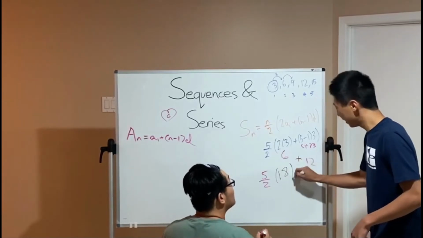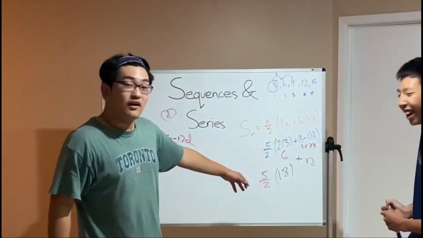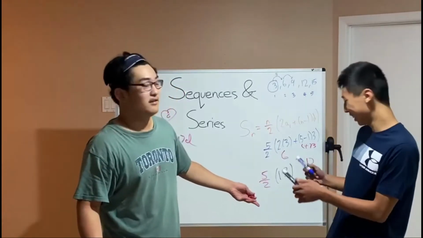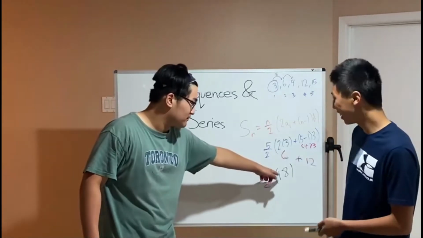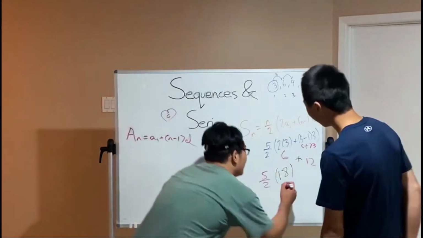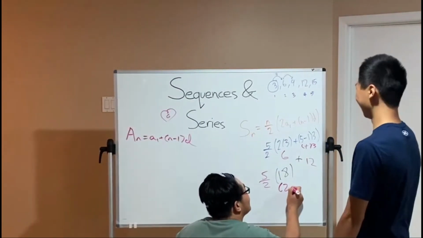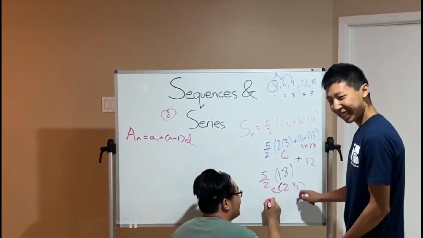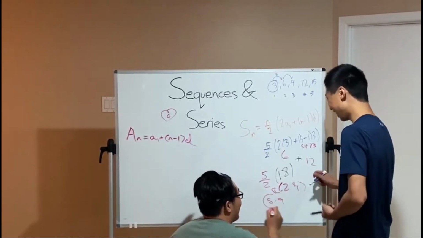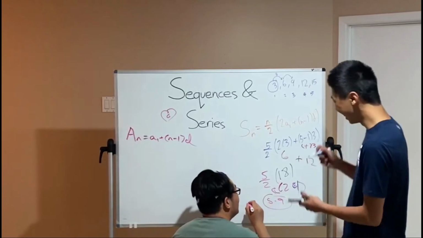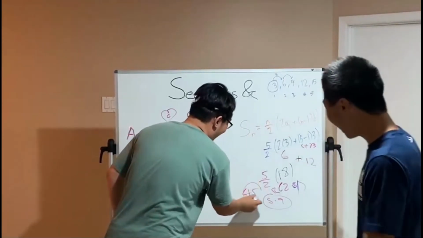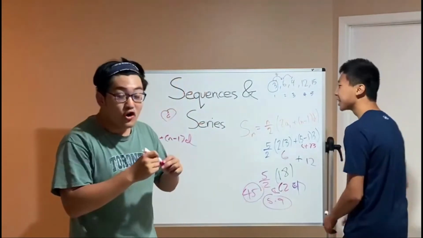18. Now, how are we going to do this? This looks too complicated. We want to get rid of this 2, right? So this thing, we're going to turn it into 2 times 9. And we're going to move the 2 over here. This is going to be 5 times 9, which is equal to 50, no, 45! Easy.